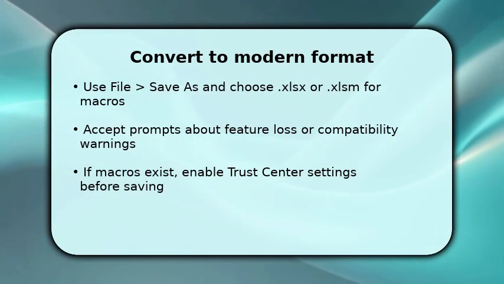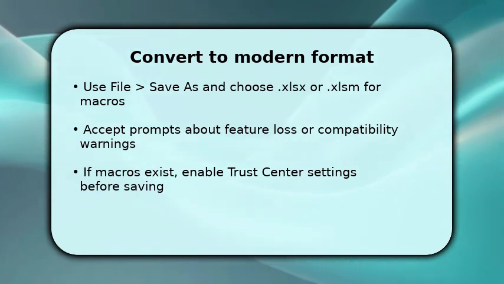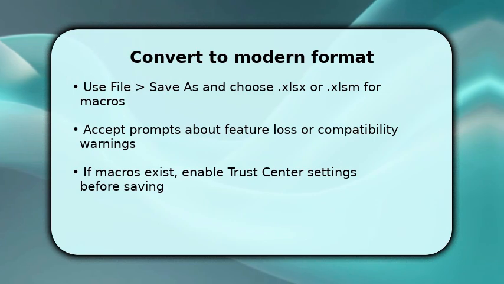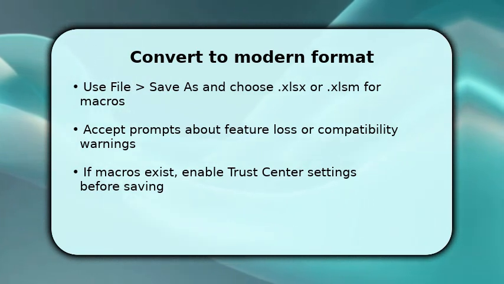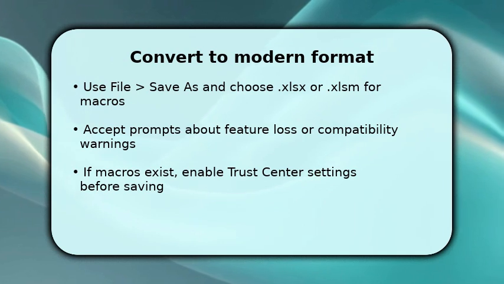You're converting now. Go to File, choose Save As, pick a modern format like XLSX for standard workbooks or XLSM if macros are present. After selecting the new format, read and accept any compatibility warnings. These explain what will change or be lost.